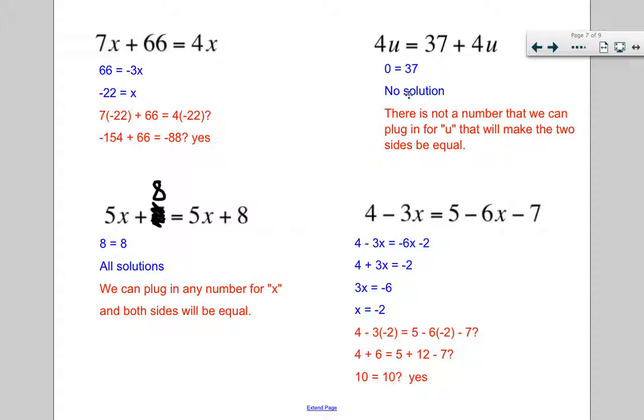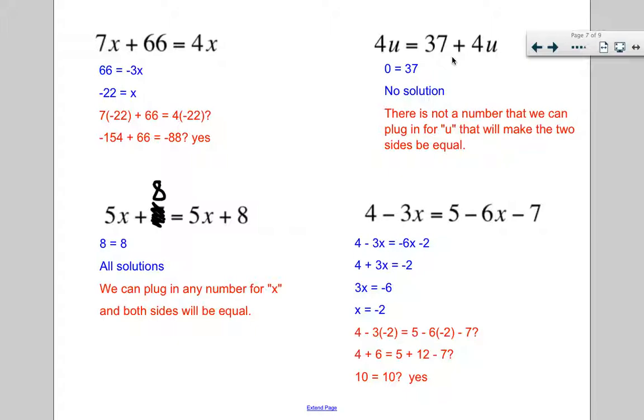So that means there is no solution. So that's kind of your clue there. If all the variables disappear, you have to look at what's left. And if you think logically about this, if I take a number and multiply it by 4, am I ever going to get the same on the other side if I multiply it by 4 and add 37?